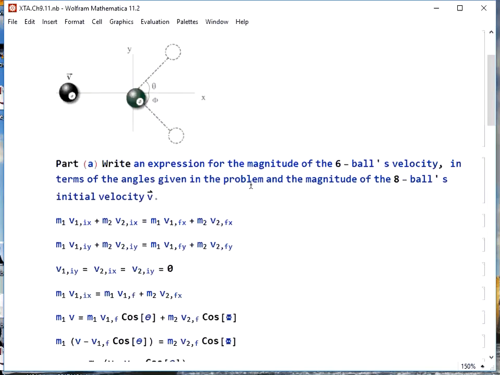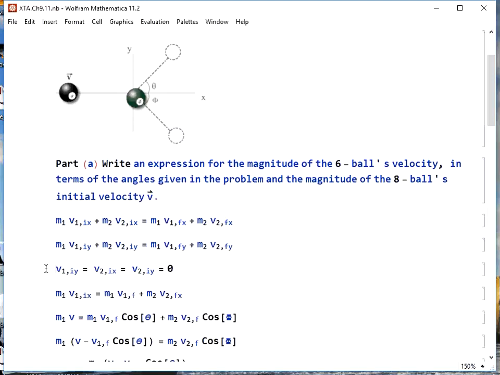Part A, write an expression for the magnitude of the 6 ball's velocity in terms of the angles given in the problem and the magnitude of the 8 ball's initial velocity v. We have conservation of momentum in 2 dimensions here, so we can write that as m1 v1ix plus m2 v2ix equals m1 v1fx plus m2 v2fx. In the y direction, we just swap x's for y's.